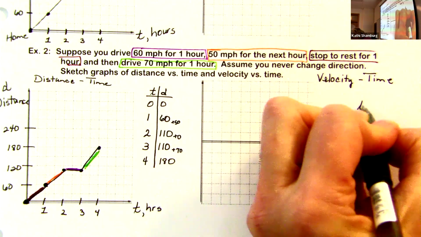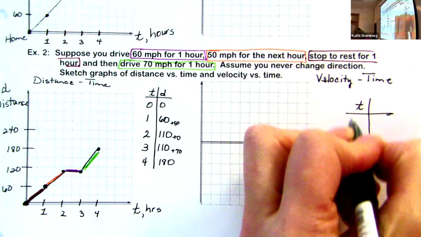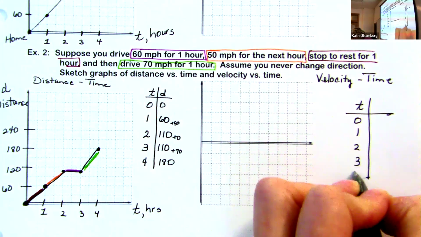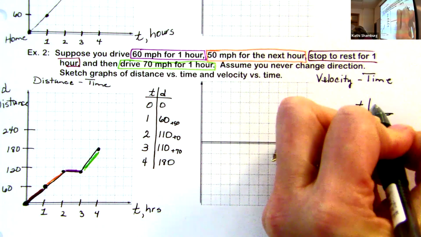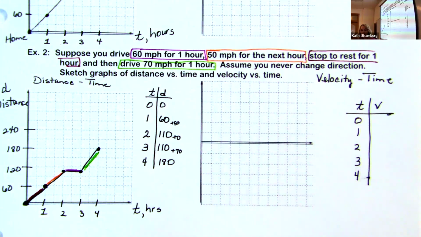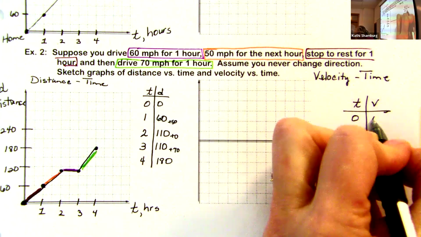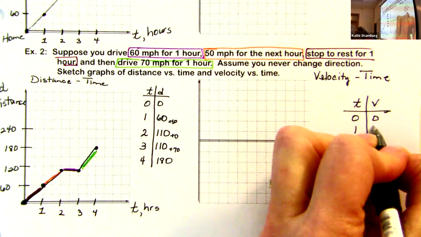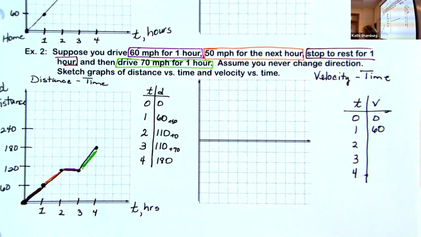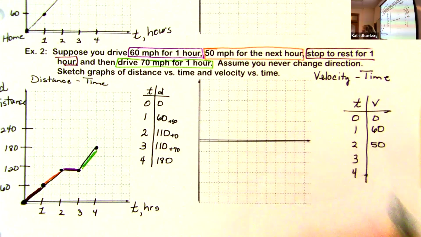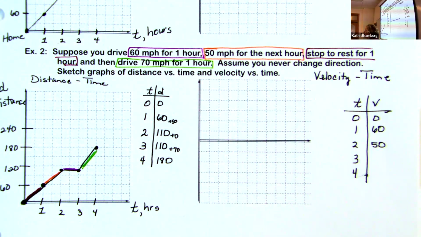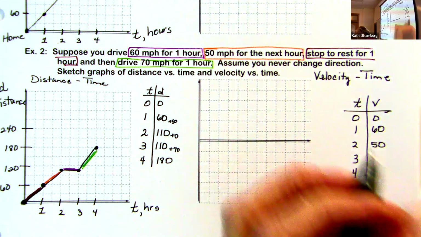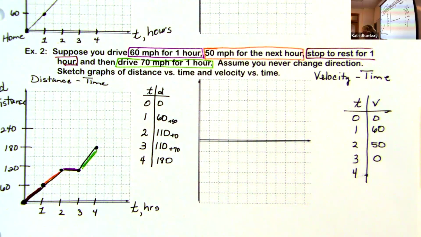All right, so we had time, which we know we dealt with 0, 1, 2, 3, 4. And then our velocity, which is our miles per hour. Okay, so we start out at 0, 0. All right, how fast am I driving in that first hour? 60. In that second hour, how fast am I driving? 50. In that third hour, how fast am I driving? 0. And then that last hour, 70.